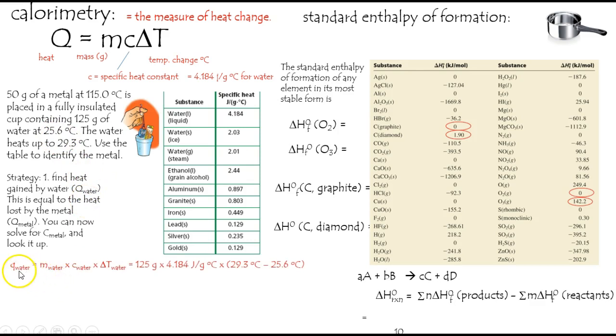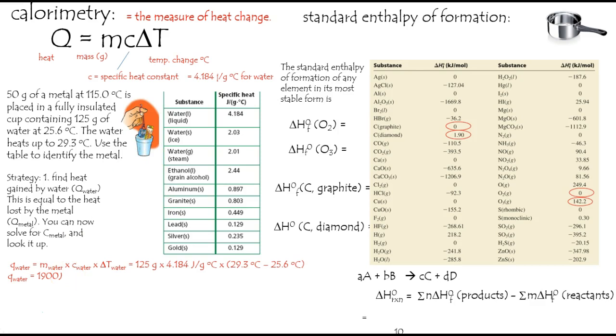And make sure you're always using your water data. I always write these subscripts to avoid confusion. After all, we also have most of these things for the metal. So plug in 125 grams, specific heat of water, got it. Temperature change, got it. Answer: the heat that the water gained is 1900 joules.